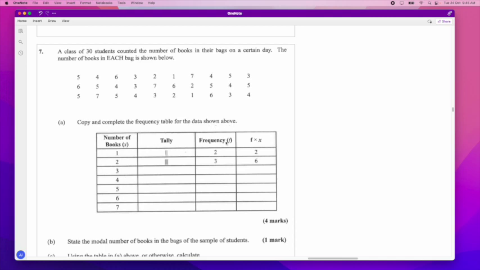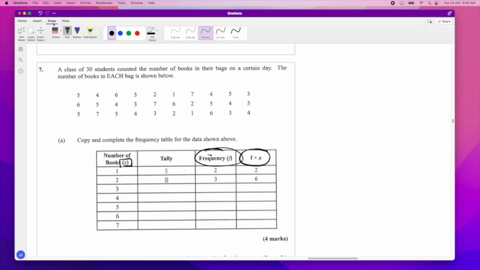Immediately I'm noticing that they have frequency, but they also have the F times X. That is the F, and this is the X. And so, immediately I could kind of tell that we're probably going to have to use the formula for mean. So the formula for mean being, the mean is the summation of Fx all over the summation of F. So we are probably going to have to be using that formula at some point in time, right?